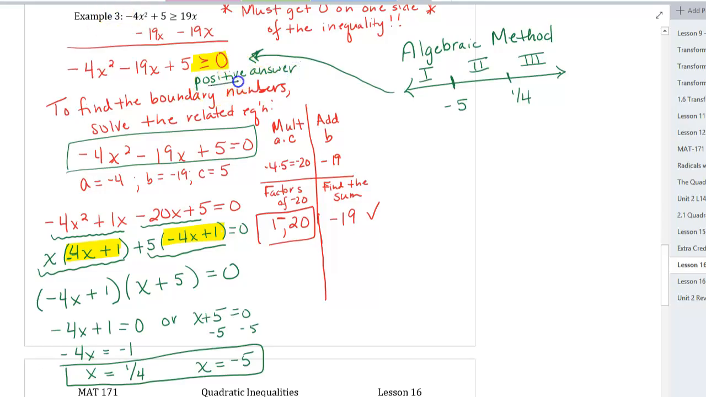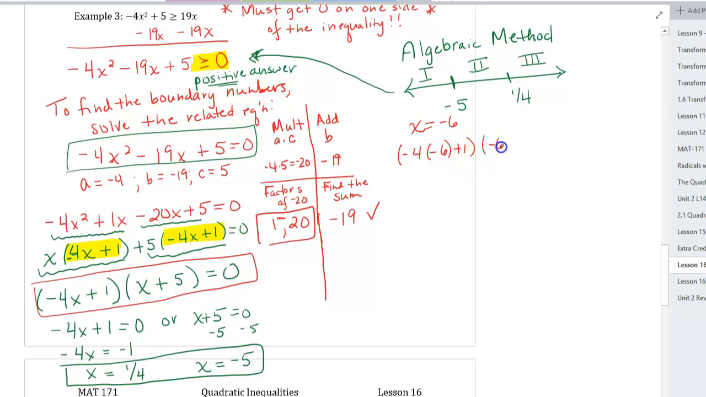Because if it's greater than 0, it's going to be positive. So what we do is we pick a number in each interval. So let's say in this interval, I need a number less than negative 5. So I'm going to choose negative 6. And actually, the best place to plug it in is this factored form. So I have negative 4 times negative 6 plus 1.